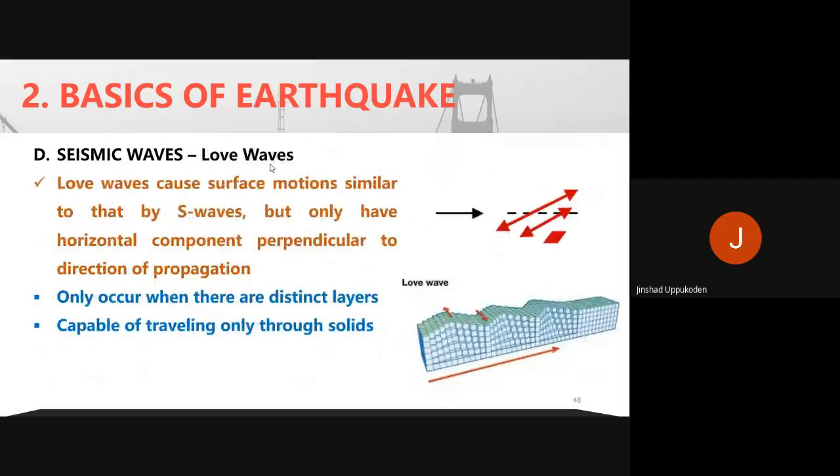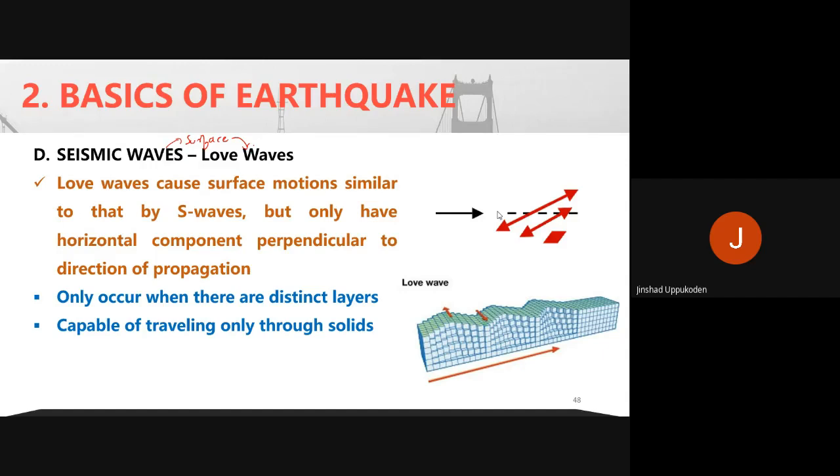The next is surface waves. Surface waves are of two types, as I told you, Love waves and Rayleigh waves. Love waves are similar to the S waves, but they have only the horizontal component. Now, as I told you, surface waves occur only at the surface. These waves are caused only at the surface of the earth, and the surface waves are the most dangerous because they cause more damage to life and property.